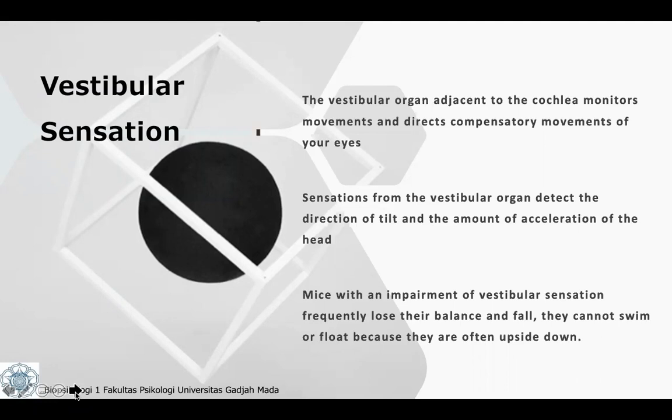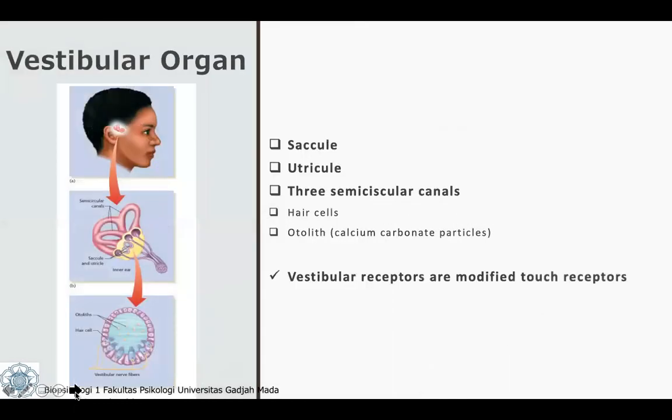Mice with an impairment of vestibular sensation frequently lose their balance and fall down. They also cannot swim or float because they are often upside down. Similarly, people with impairments of the vestibular system often stagger and fall because they cannot control their movement. The vestibular organ, shown in this figure, consists of the saccule, utricle, and three semicircular canals. Like the hearing receptors, the vestibular receptors are also modified touch receptors.